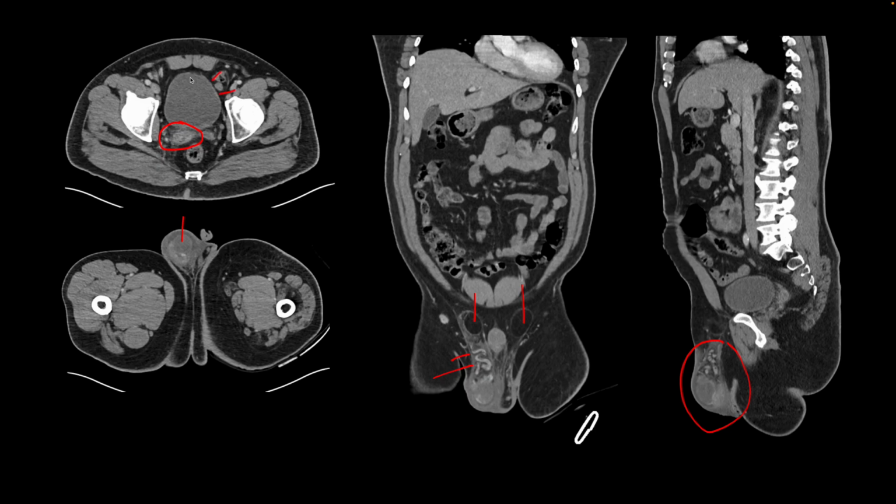This one does not show any findings, but that's okay. There can be no findings even with infection on the CT, but we do see findings suggestive of seminal vesiculitis on the right side and also epididymo-orchitis.